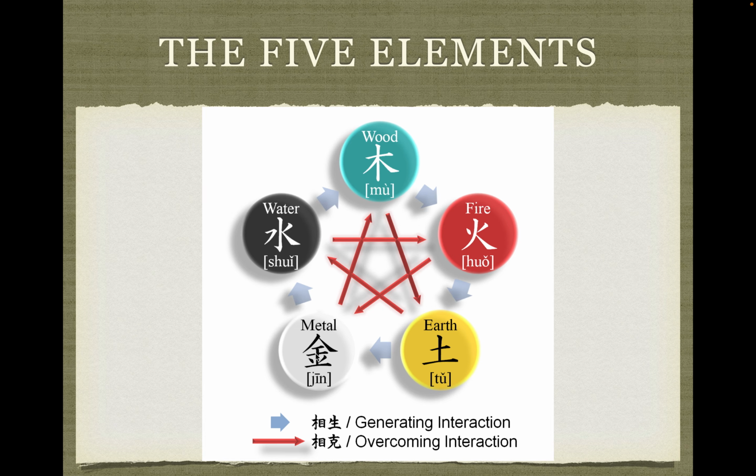Now, the destructive cycle, or the overcoming one, also is somewhat logical. You can think of metal chopping and cutting the wood. The wood sucks the nutrients out of the earth. The earth absorbs water. Water extinguishes fire, and fire can melt the metal. So each of the elements has a different relationship with the other ones. And of course, each one needs the balance, the checks and balances that each of the other elements provide.